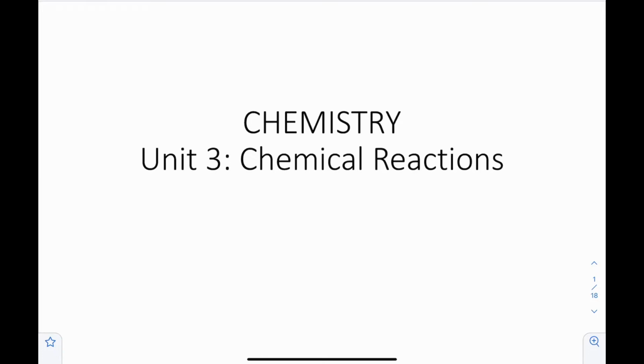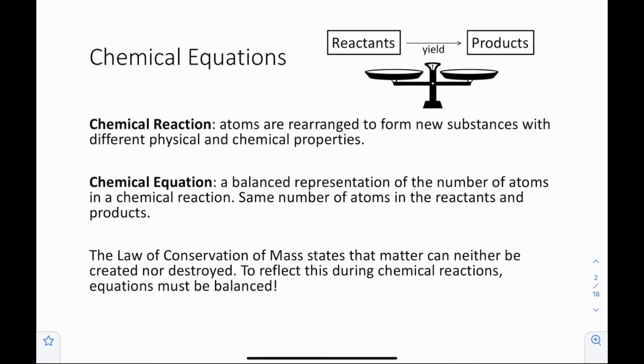This video covers the beginning of Unit 3, Balancing Equations. Chemical reactions are when atoms are rearranged to form different substances. A chemical equation is a balanced representation of a reaction.